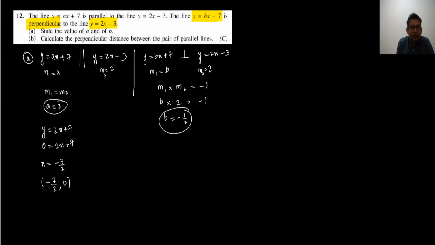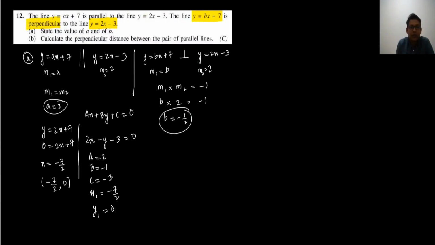This is the equation, and we write this equation in ax plus by plus c form, and then we can find the distance. So this will become 2x, and y on the right-hand side is minus y, minus 3 equals 0. Now the value of a is 2, b is minus 1, c is minus 3. This is x1, x1 is minus 7 upon 2, and y1 is 0. Let me substitute the values in the formula for the perpendicular distance between a point and a line.